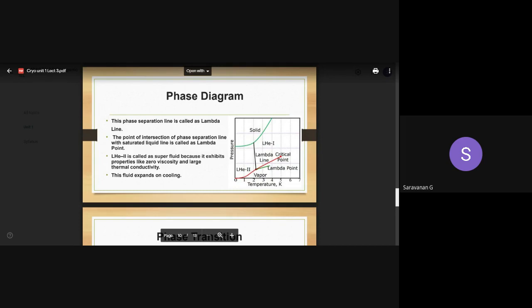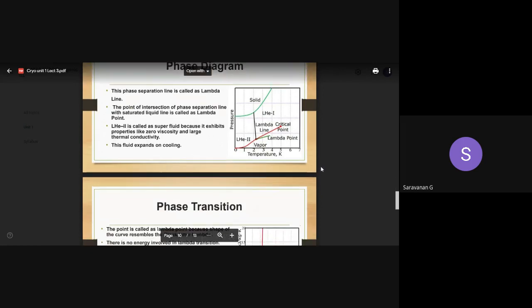That viscosity is zero, as I mentioned earlier. It cannot be measured if the fluid passes through very thin capillary tubes, so there are no measurable viscosities. They are known as zero viscosity systems, but the conductivity is large. They are called superfluid, that is, liquid helium 2. This superfluid expands on cooling. Below 2.17 Kelvin it becomes superfluid, liquid helium 2, and it expands during this cooling process.